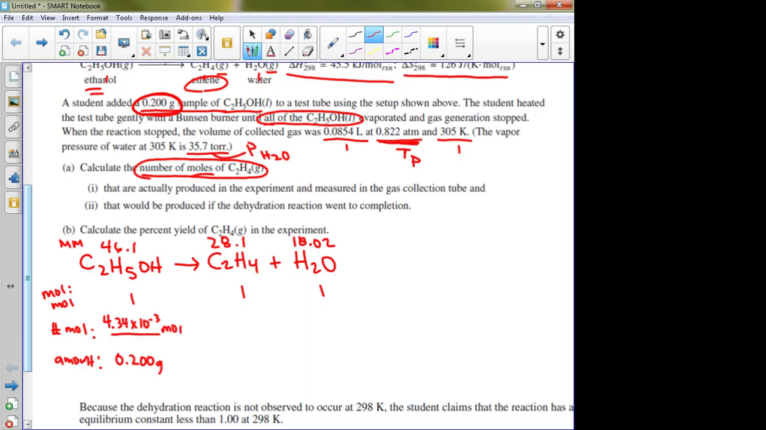Correct? Now, what if this would have been a 2 and these two would have been 1? What would I have had to do to get the number of moles of these? Divide the number of moles by 2. Okay? This is what your homework sheet is supposed to be on. Limiting reactants. So you can find the limiting reactant and do that, because they're probably going to give you a stoichiometry problem somewhere just like this.